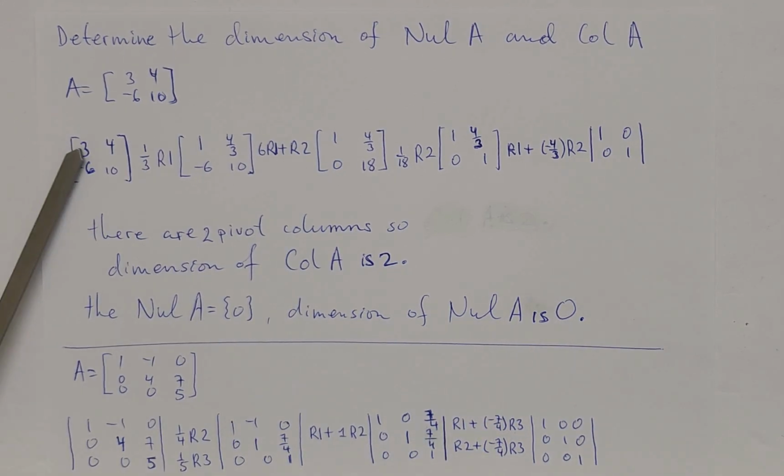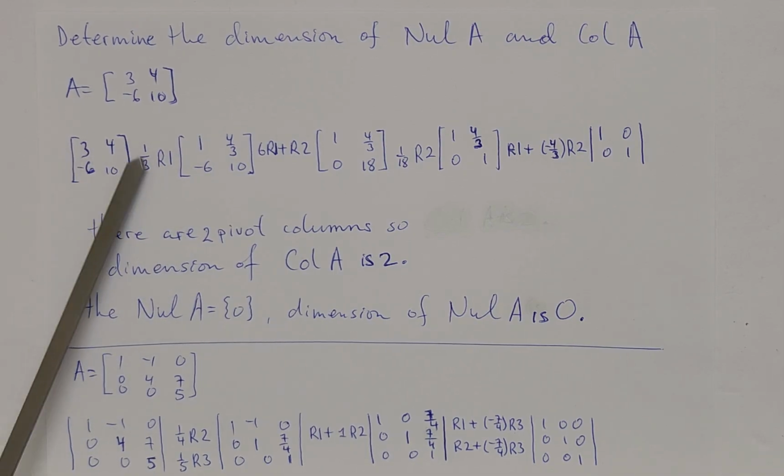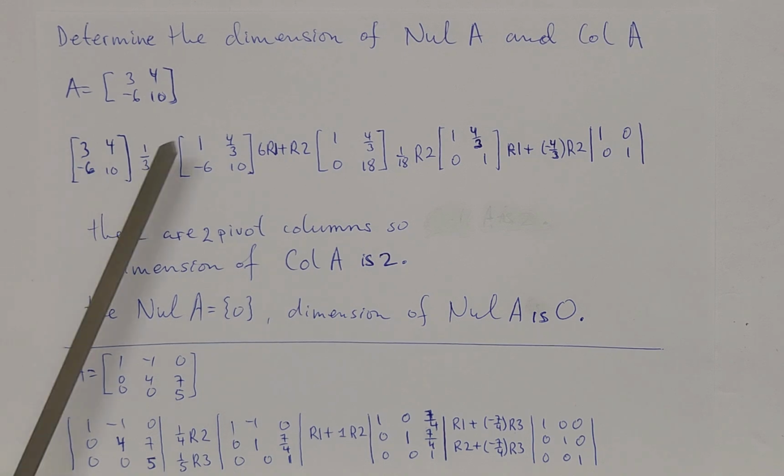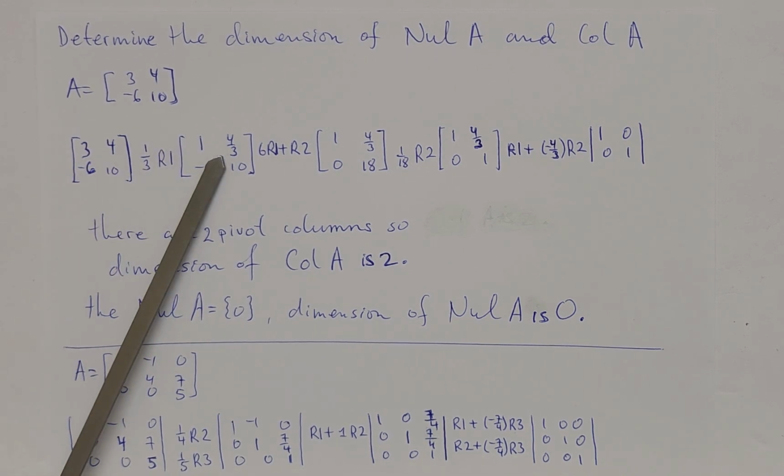Okay, so this 3 right here needs to be a 1. So we will multiply by the reciprocal, which is 1/3. 1/3 times 3 will be 1. 1/3 times 4 is 4/3.